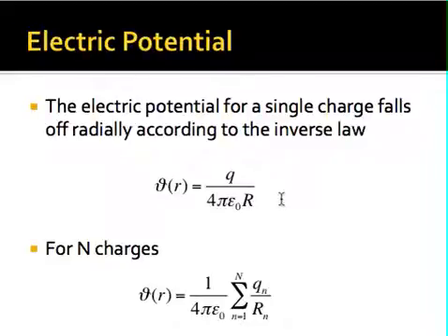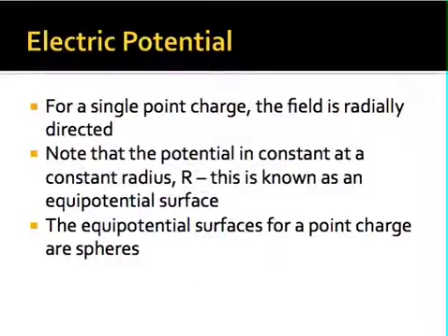Now, like the electric field, the electric potential also obeys superposition. The only difference here is that we're not taking a vector sum. If we want to calculate the electric field due to a number of charges and we sum them all up, because electric field is a vector, we're having to take the vector sum. If we calculate the electric potential, then we just sum up all of the electric potentials for n different charges, and we end up with the electric potential due to the total charge.